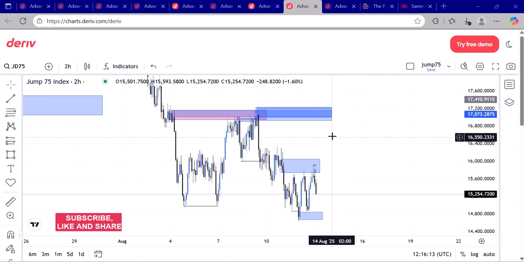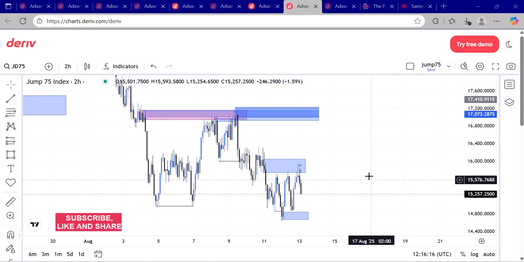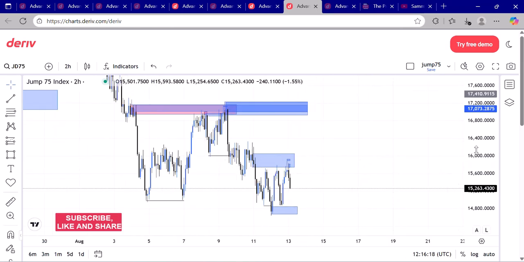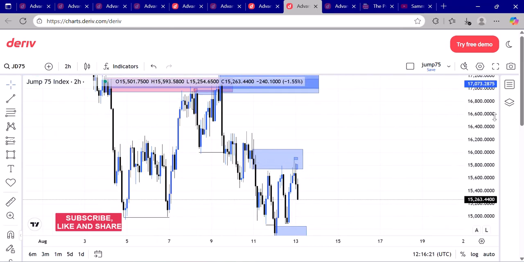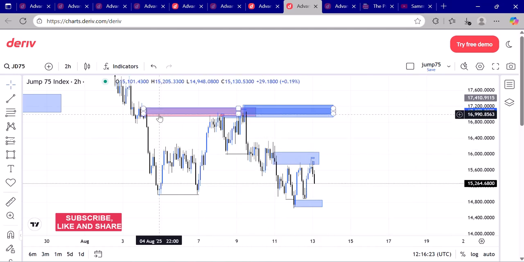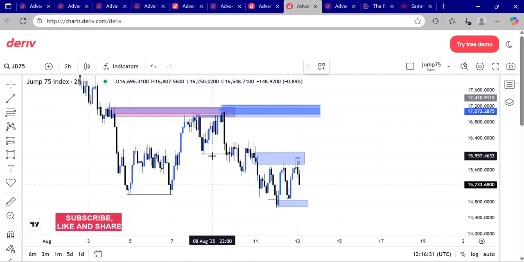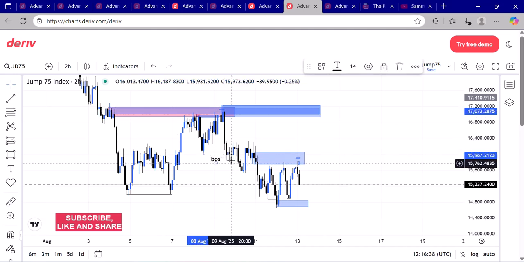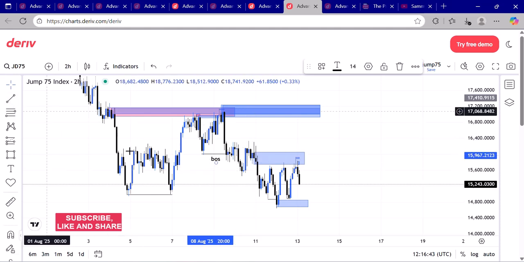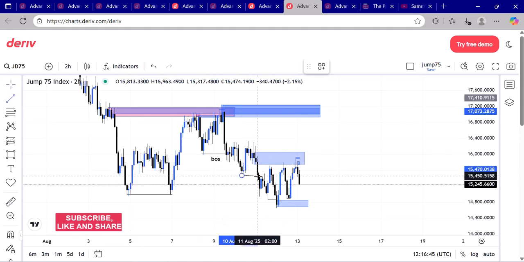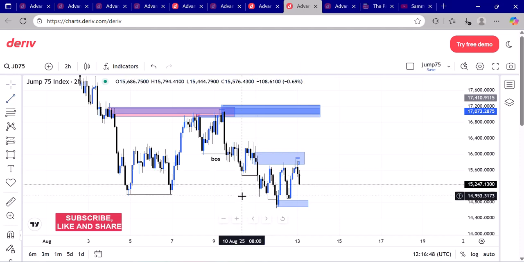All right, this is another instrument. That's Jump 75 Index. Okay, so we saw a price movement here. There was a break of structure to the downside. BOS. There's a break of structure to the downside here. Break of structure to the downside. Then it went up, and there was also another break of structure to the downside. Also another break of structure to the downside.